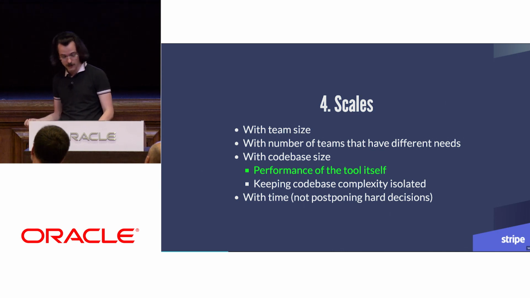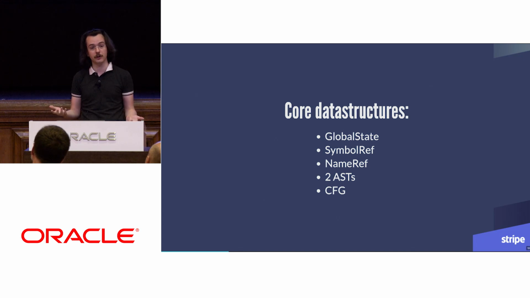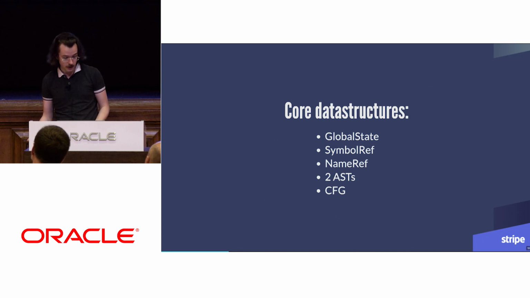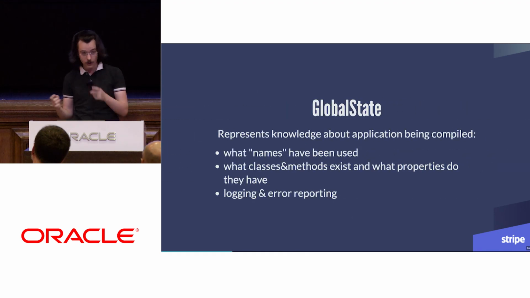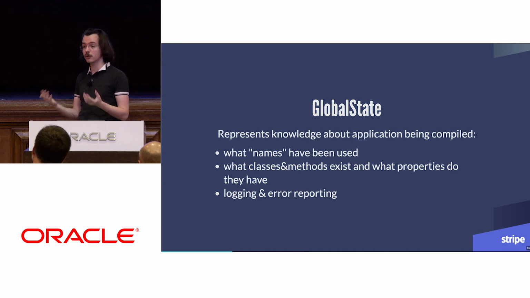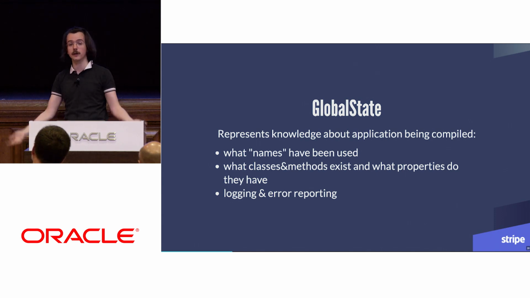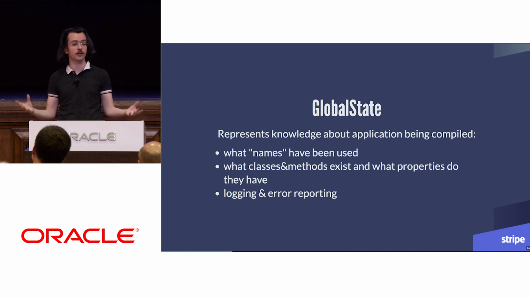Now, going a bit more into how we got it to be fast, I'm going to give you a short introduction to the core data structure, then the pipeline. The most important data structure that we have is the global state. Global state is a data structure that the majority of functions and implementations take by reference, and it's effectively the whole world knowledge about your program.